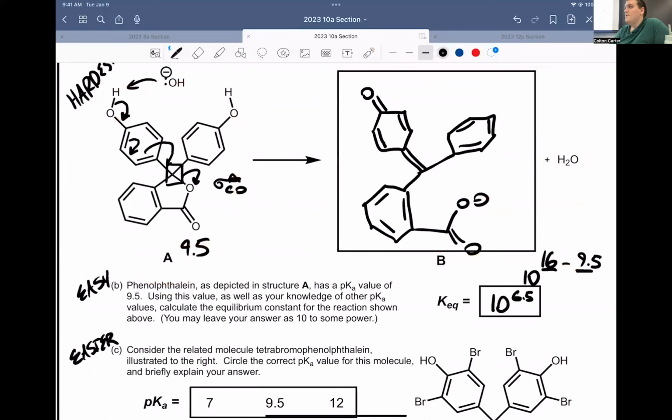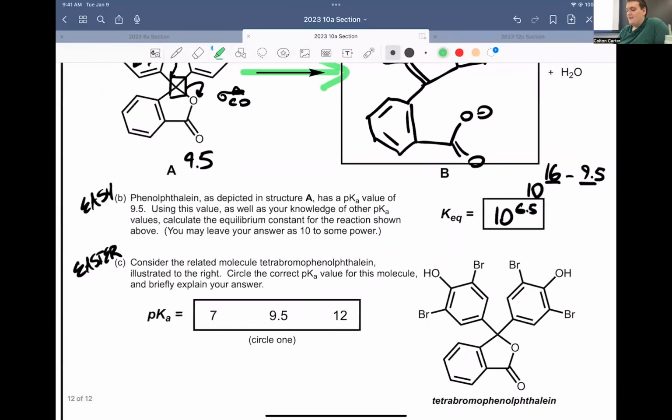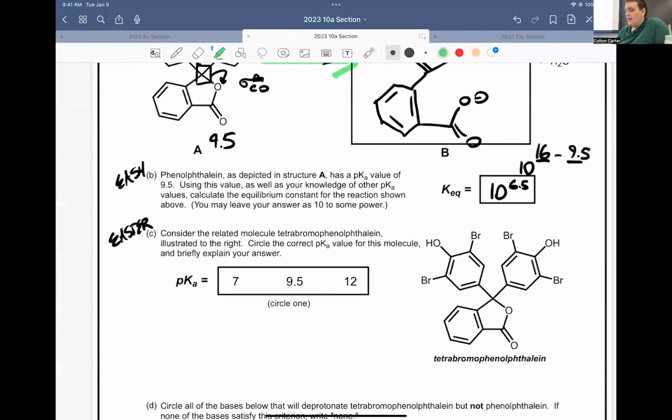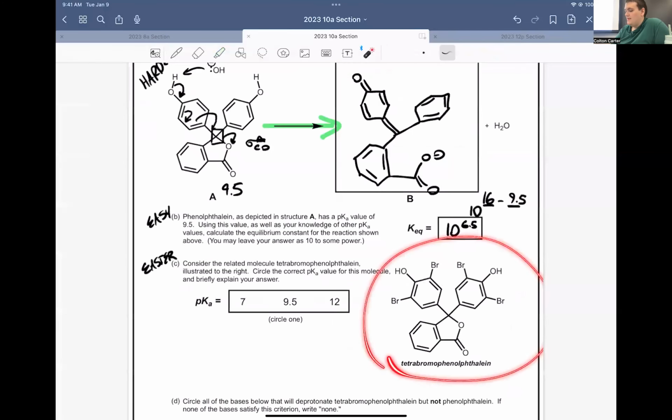Is this reaction product favored or reactant favored? Product favored. Great. At the end, I'll answer. Last thing for C really quick. They say, hey, this molecule is similar to this one. What's the difference between them?